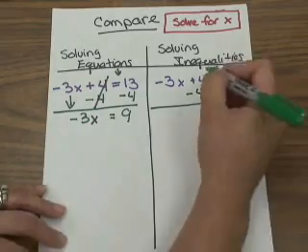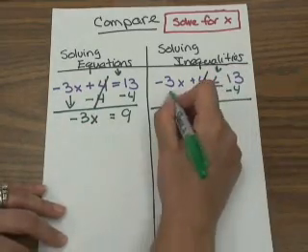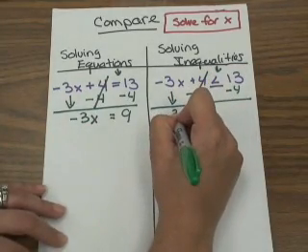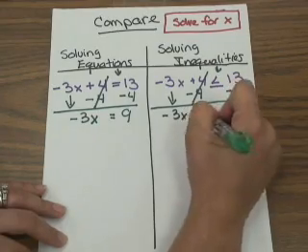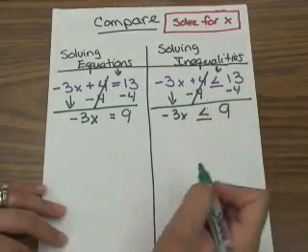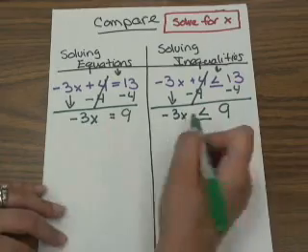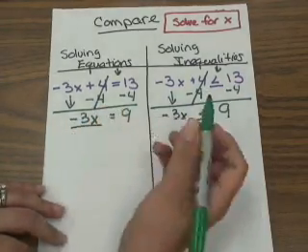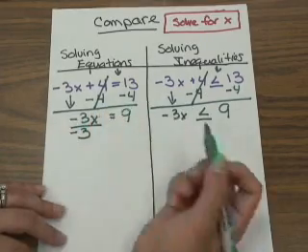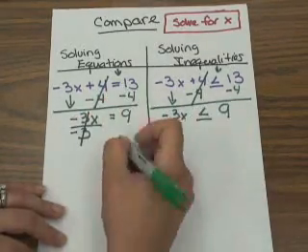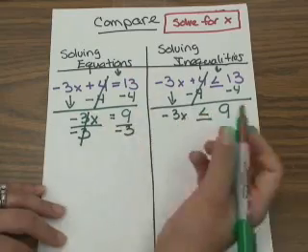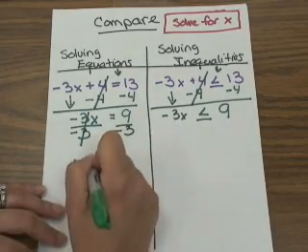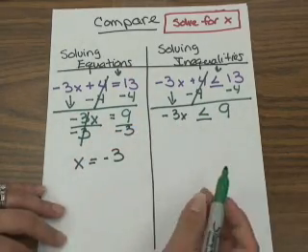In the inequality, same process, the 4's cancel on the left. You're going to bring down the negative 3x, bring down my less than or equal to sign, and I also end up with a 9. Now this last step is where these are going to differ. On the left, in order to solve for x, I need to divide by the coefficient, which is negative 3. Whatever you do on the left side, you have to do to the right. So in this problem, x equals negative 3.